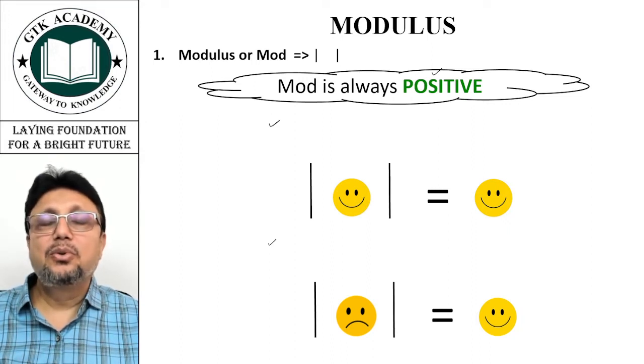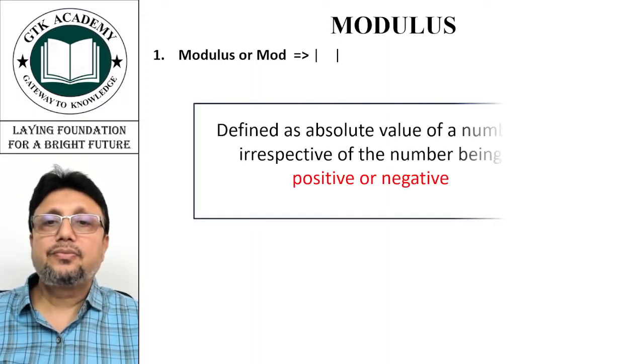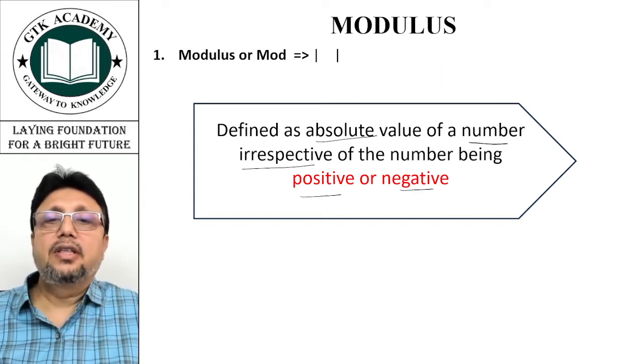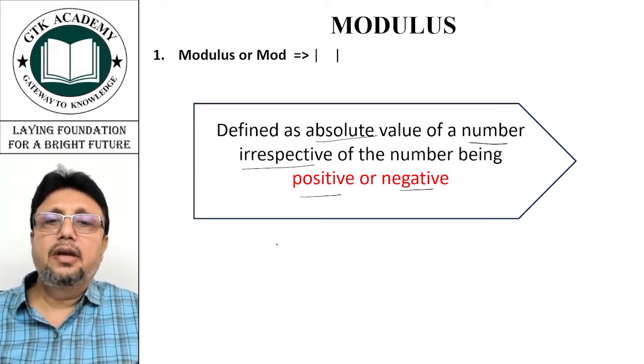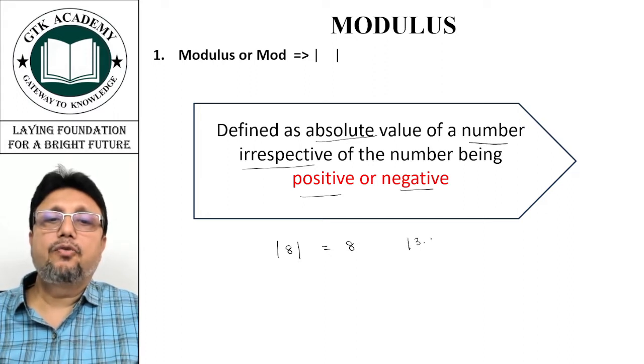But now let's go to the mathematical definition. What do we mean by mod in mathematical terms? Mod is defined as the absolute value of a number irrespective of the number being positive or negative. Whether it is positive or negative, it is the absolute value, that means a positive. For example, if we have 8, the mod is 8. If we have 3.45, the mod is 3.45, because both these numbers are positive.